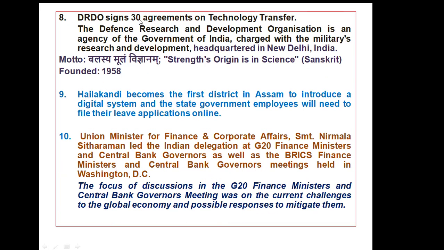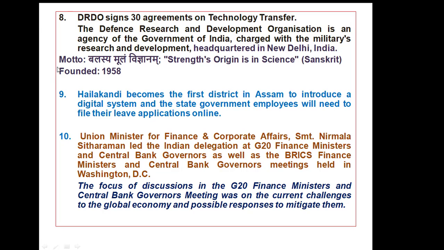DRDO signs 30 agreements on technology transfer. So what is DRDO? DRDO is our Defence Research and Development Organisation, and this is an agency of the Government of India charged with the military's research and development, and it has its headquarters at New Delhi, India.